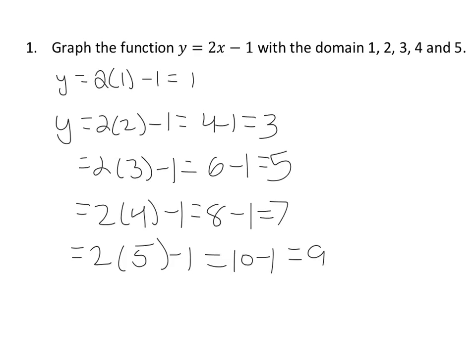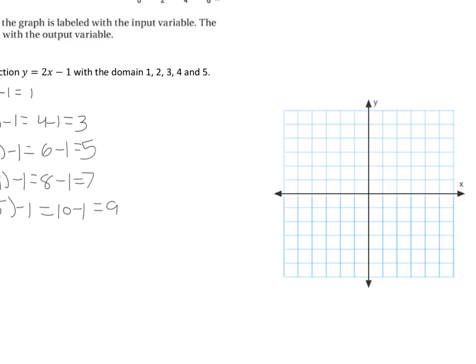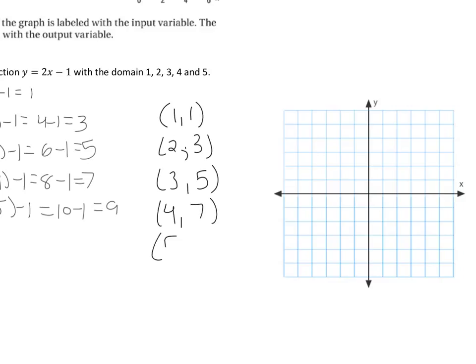Okay, so now let's try to graph these. So remember, these are input, comma, output. X, comma, Y. So if we go to graph these, this maybe not quite big enough, so we have to change the scale here. So let's make these 2's.